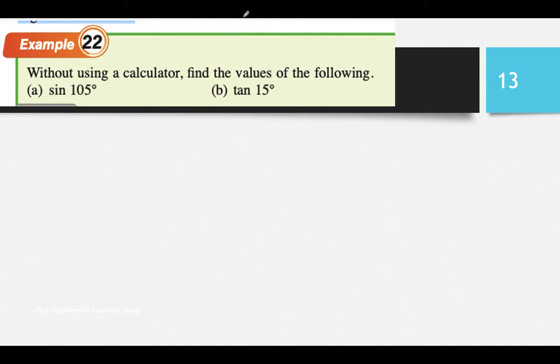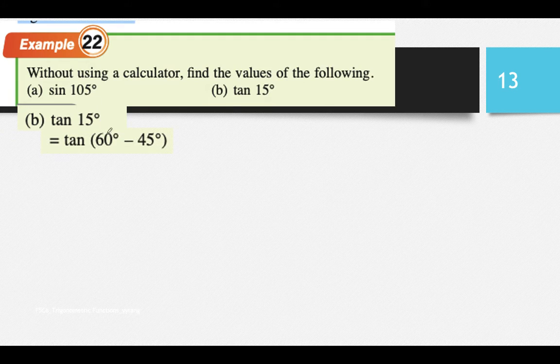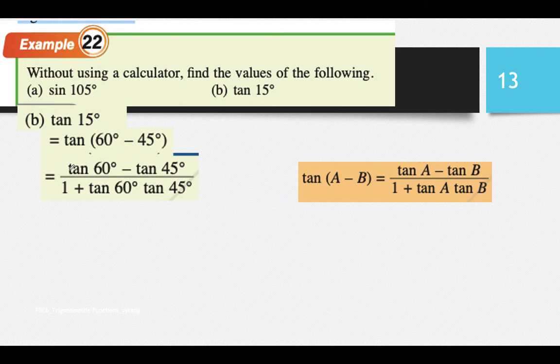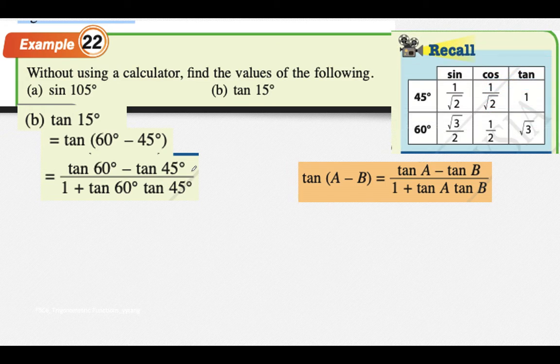Okay, example 22b, tangent 15. Tangent 15, okay, make it 60 minus 45. This one you have to think yourself. And now applying the addition formula, tangent A minus B over 1 plus tangent A tangent B. So copying tangent A minus tangent B over 1 plus tangent A tangent B. Okay, by applying the special angle, or I redraw again the triangle. You may try to redraw the triangle to make it easier for you.